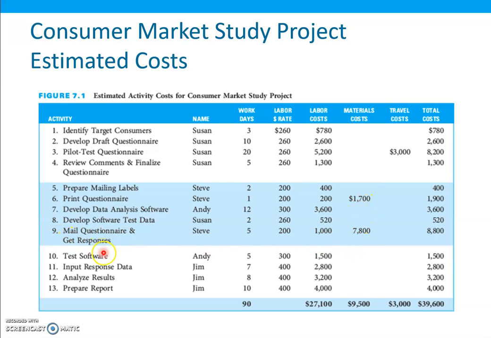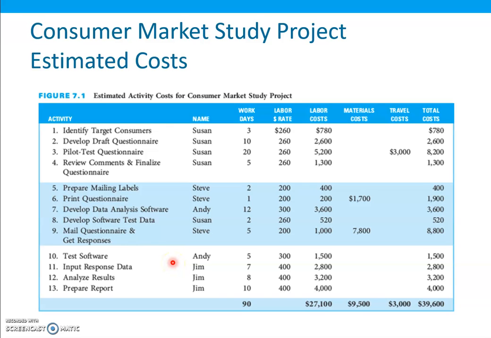So mailing the questionnaire and get responses. So very few are the material and the travel costs. Most of them are the labor costs, and the labor costs are dependent on the labor rate. So that means, for example, how much that resource is charging, okay, for per day, how much resource has been being compensated per day for the resources.